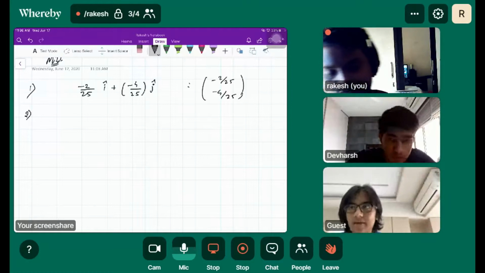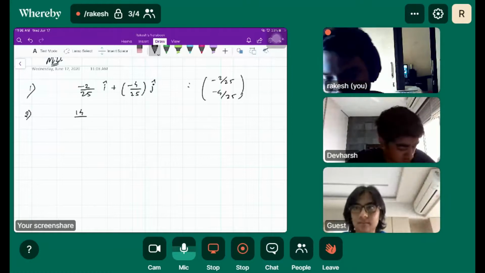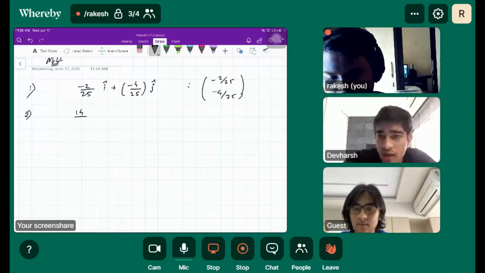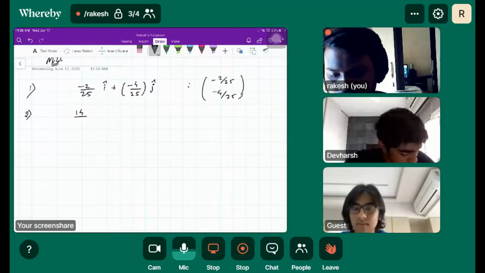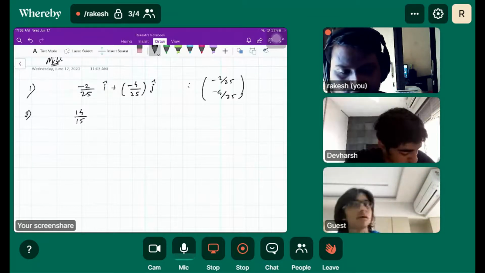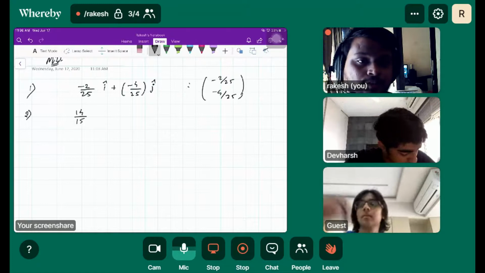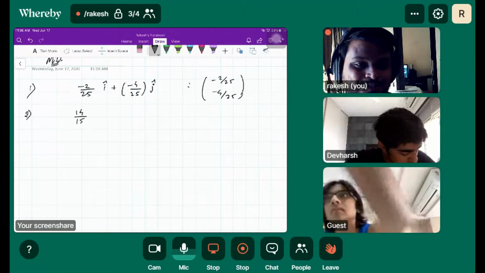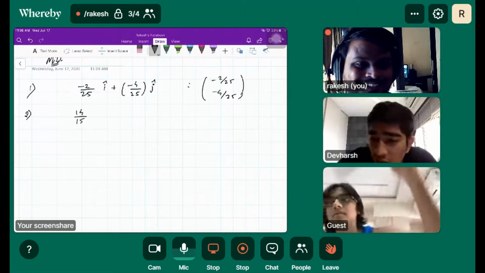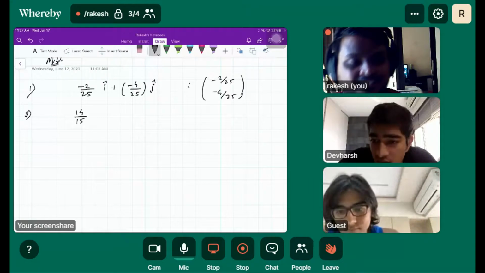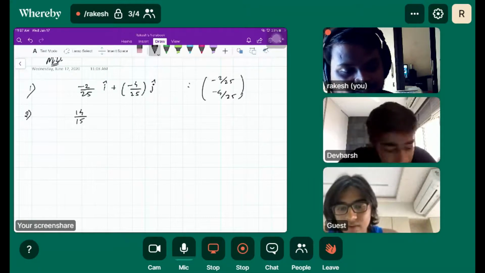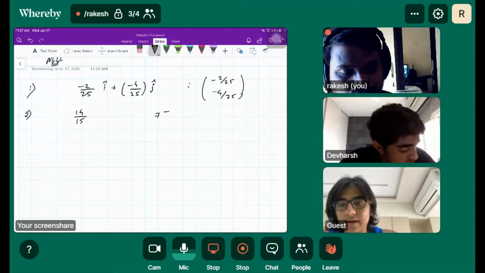Now the second is 14 by 5, or 15? No, I got a different answer. Wait, let me check. Even I got a different one, 14 by 15. So all three of us got different answers. I got 7 into root 3 by 15.